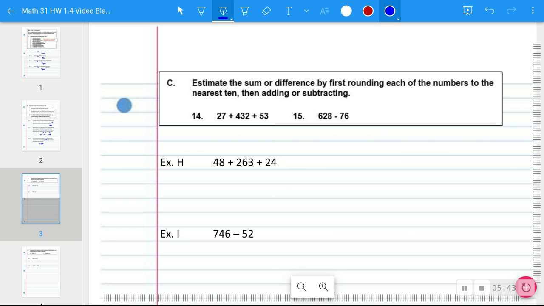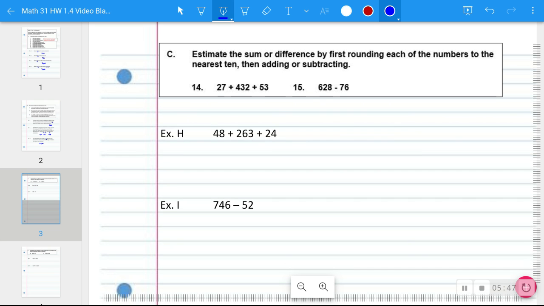Okay, so now let's use rounding to help us estimate sums and differences. In this first example, example H, we're going to be adding, so we're summing. And according to the directions, we're supposed to round to the nearest 10. And we do that before the adding and subtracting happens, just as a way of estimating. So 48 is closer to 50.